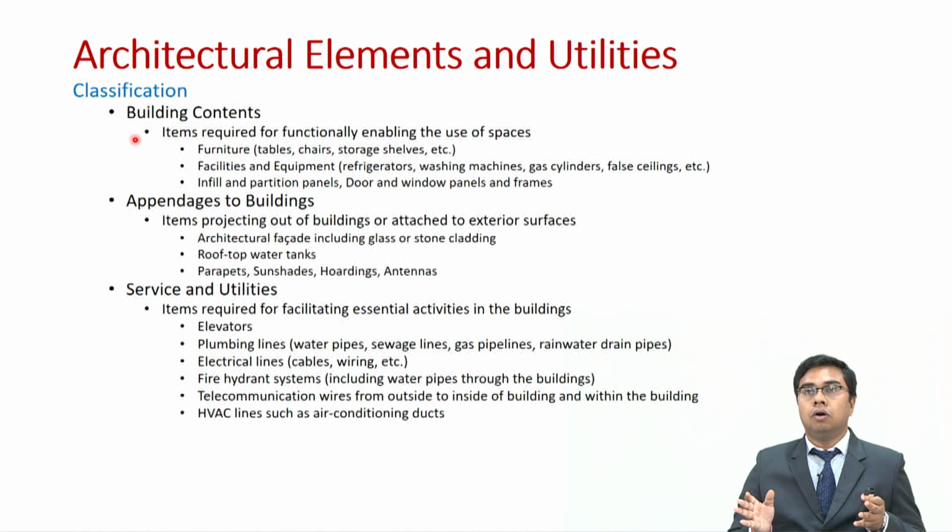For example, in the hall where I am sitting as of now, we have a lot of electrical equipments as well as lighting equipments. We have a camera, we have a screen. All of those equipments can be classified as building contents, because these items are required for functionally enabling the use of the space. We also have infill and partition walls. Then we have the frames and panels of doors and windows. All of those are building contents. They are not structural elements. Why are they not classified as structural elements?